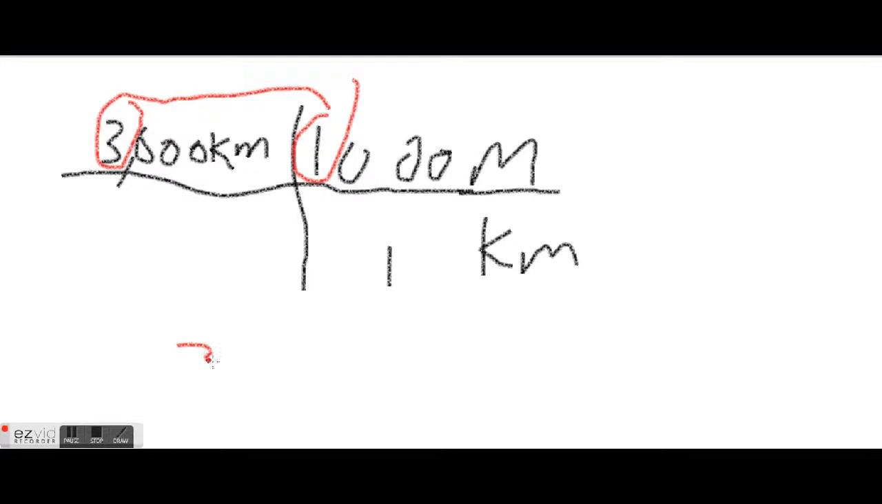We have to cross out these, my mistake. So that means how many zeros do we have? 3 and 3, that's 6 zeros. 1, 2, 3, 4, 5, 6. So that's 3 million meters. Next.